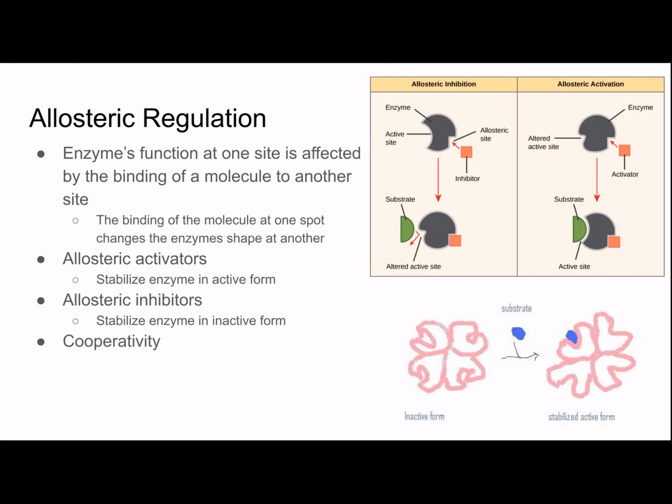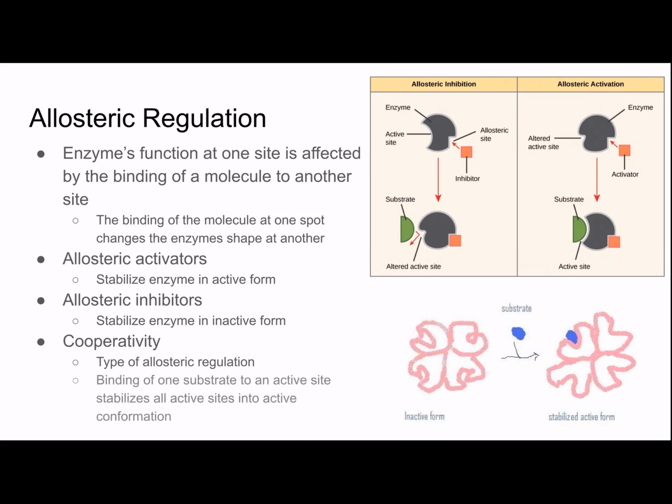Cooperativity, sorry, I'm not sure if I'm saying that right, is a type of allosteric regulation. So binding of one substrate to an active site stabilizes all the active sites into active conformation. So let's take a look at the pictures.